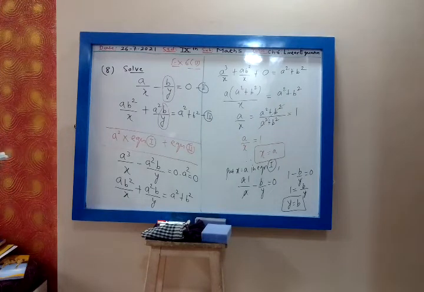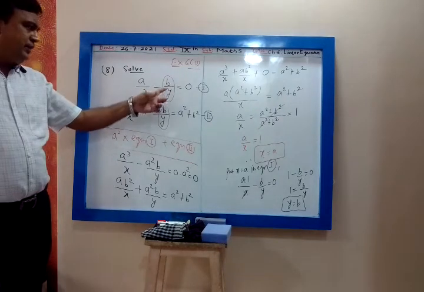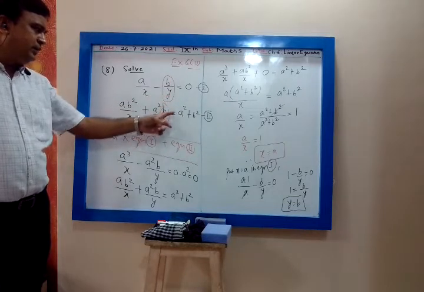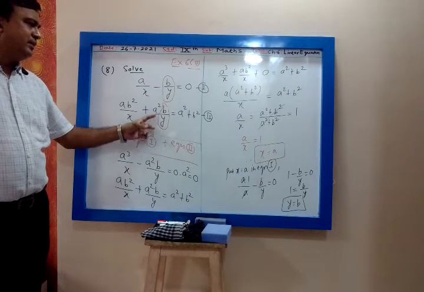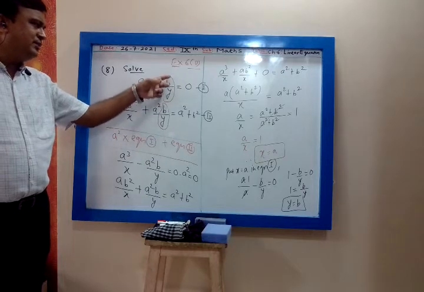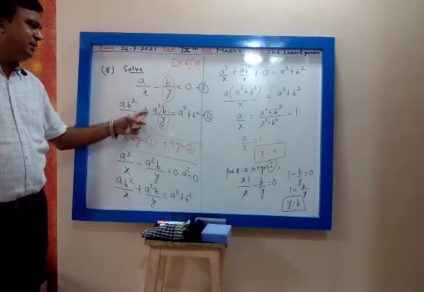Yes, right. So equation 1 it was b by y, equation 2 it is a square b by y. So equation 1 I will multiply by a square, and then this is minus, this is plus, so I will add.